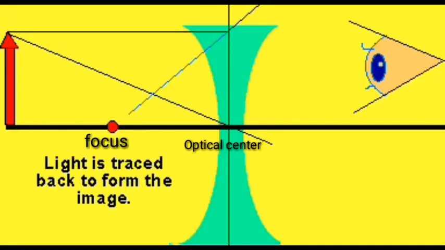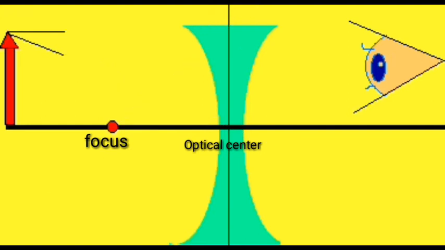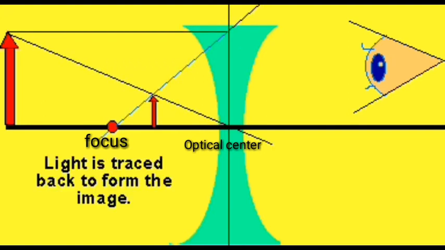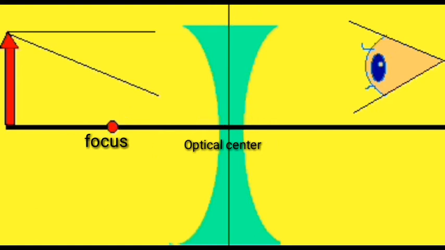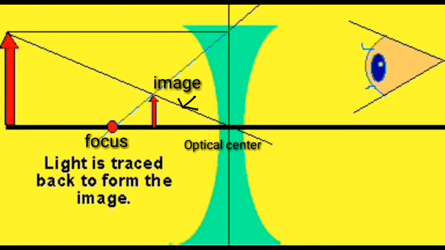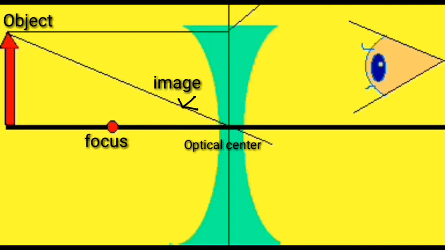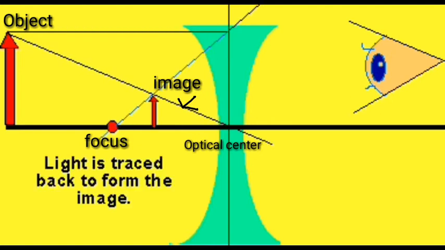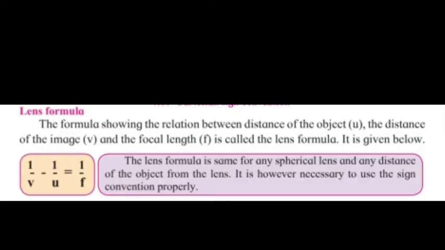Now see in this diagram, the object is placed anywhere between optical center and infinity. At that time we get the image between optical center and the focus. The size of the image is small as compared to the object, and the nature of the image is virtual and erect. Did you understand? Okay. Now the next point we will see is the lens formula.